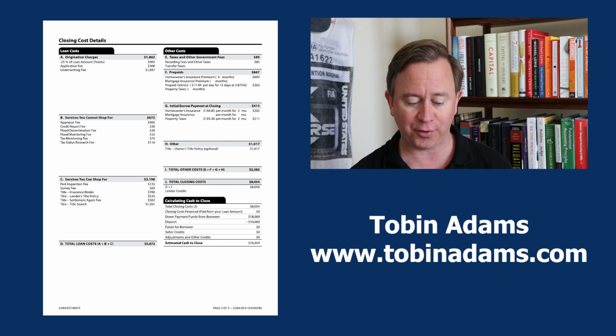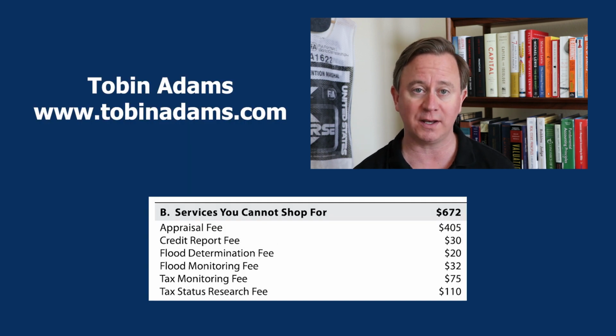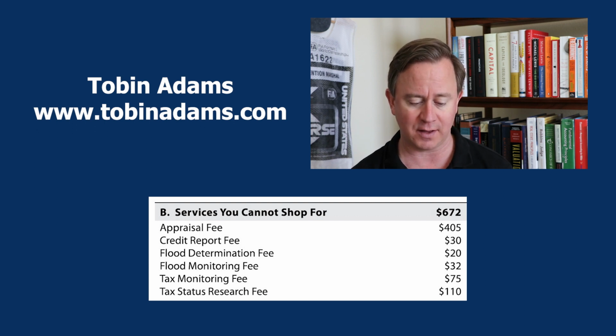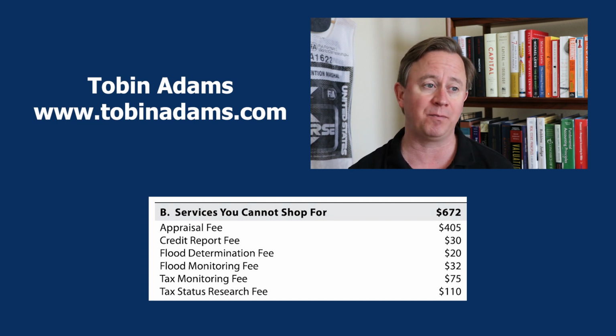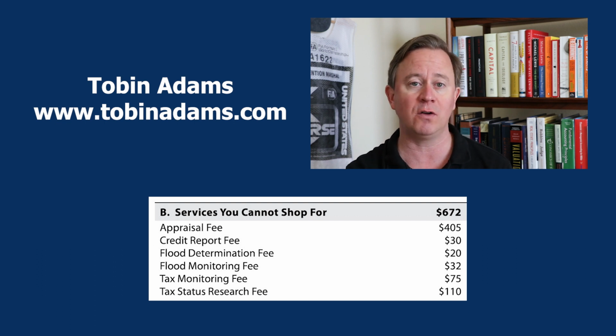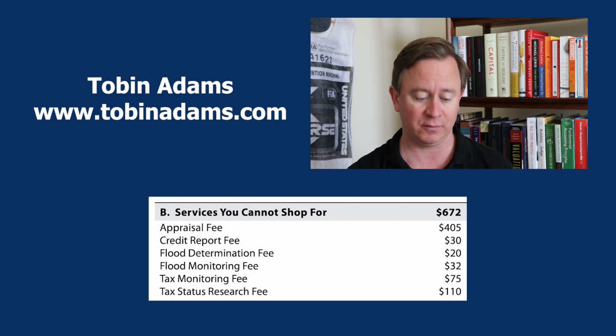Section B are third-party services that you, the borrower, cannot shop around for. And I think a lot of these are kind of straightforward. Like, the lender doesn't want the borrower going out and getting the appraisal done, because that might create a potential conflict of interest, because maybe the buyer would want the property appraised at a certain value, and so they very specifically don't let the buyer get involved with that.